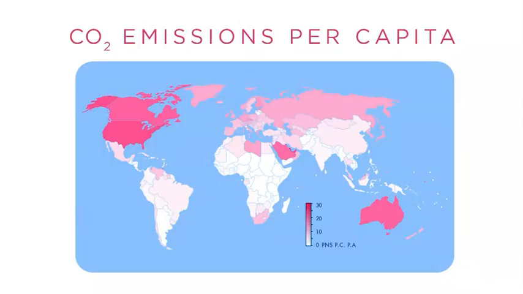You can see your country on this map here, so you can get a sense of what the average per resident for your country is. To put a tonne of carbon dioxide in perspective, if you burn a litre of petrol, that creates about 2.5 kilograms of carbon dioxide.